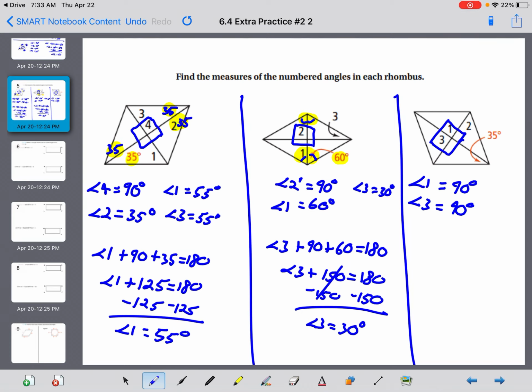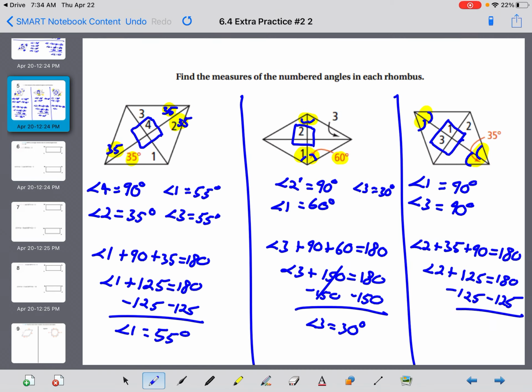Here we have, again, if this is 35, that means that its opposites are all 35, which doesn't help us. And then we're looking for angle 2. So angle 2 plus 35 plus 90 equals 180. 35 plus 90 is 125. Subtract 125 on both sides, and angle 2 equals 180 minus 125, which is 55 degrees.